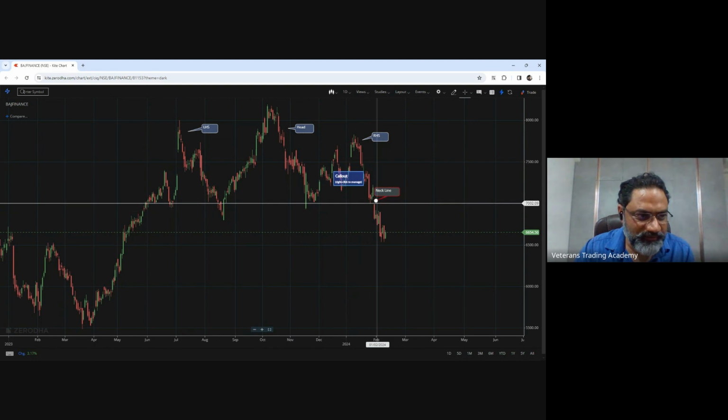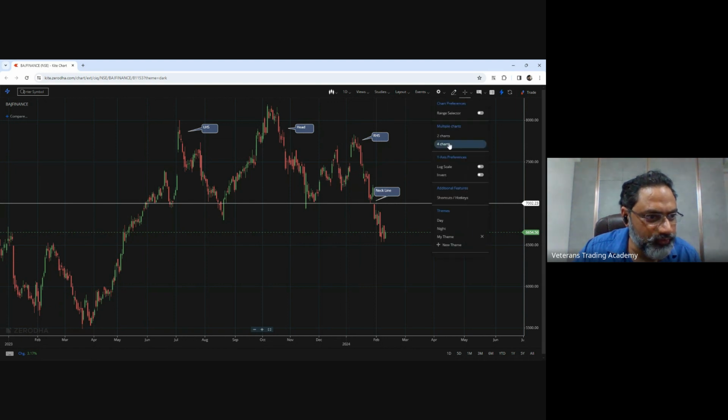And when it broke down this level, I have not marked volumes. Let's put some volumes here also, so it will be more clear.